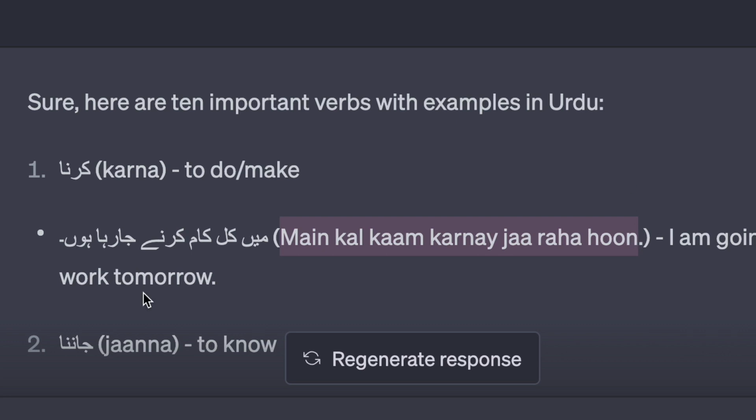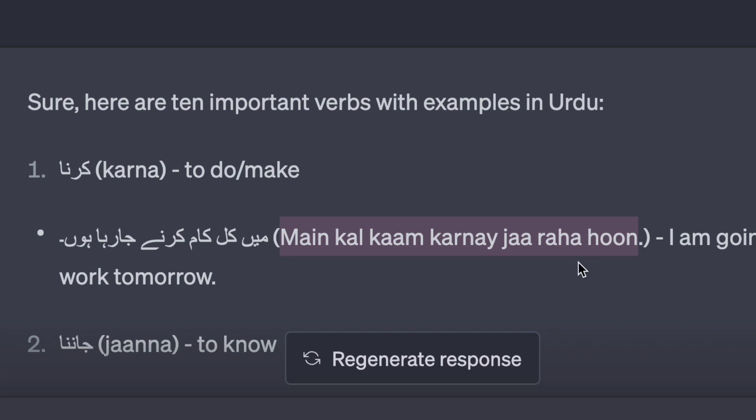So the example of this is मैं कल काम करने जा रहा हूँ. So here मैं कल means tomorrow, काम करने means to work. So I tomorrow to work, जा रहा हूँ, will go or going. मैं कल काम करने जा रहा हूँ.